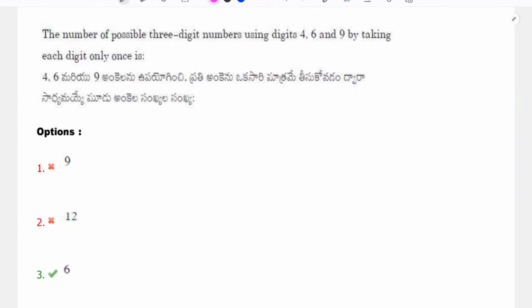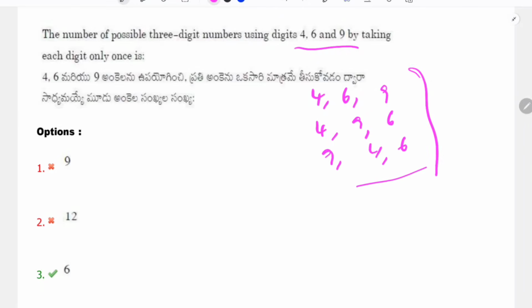So the number of possible 3-digit numbers using 4, 6 and 9 by taking each digit only once. By taking each digit only once, you have to take. How many digits are given to you? 4, 6 and 9. These 3 digits are given. So how many numbers can we make? For example, 4, 6, 9. Then we can make 4, 9, 6. Then we can make 9, 4, 6. So you should not do it like this. The method is what?